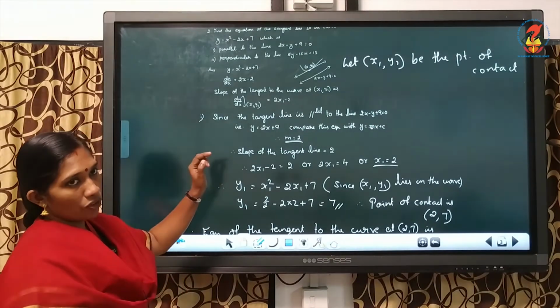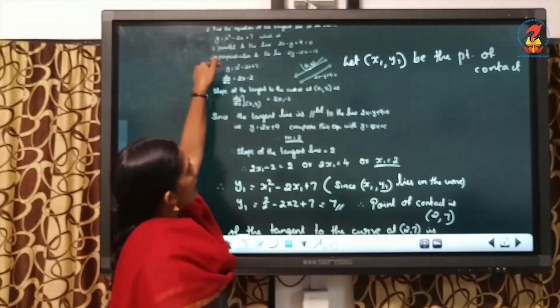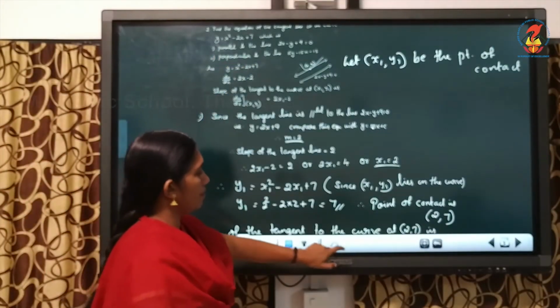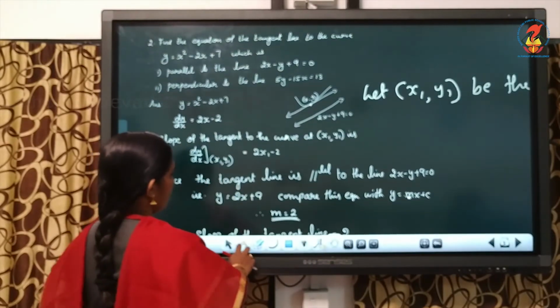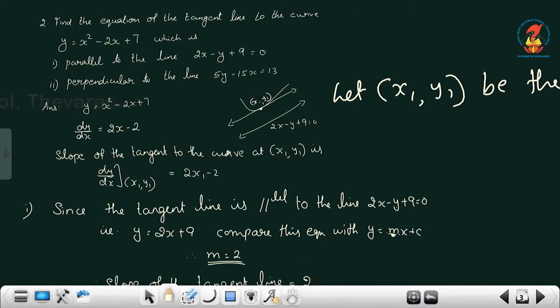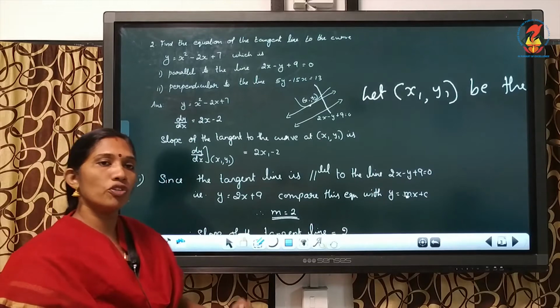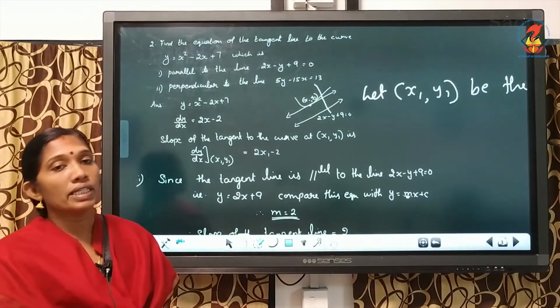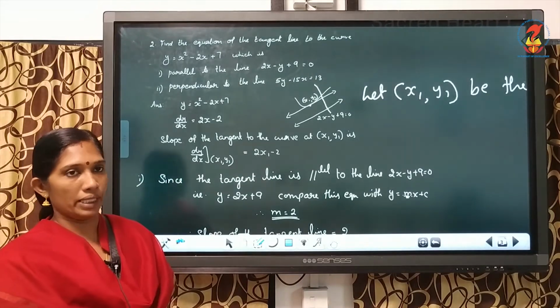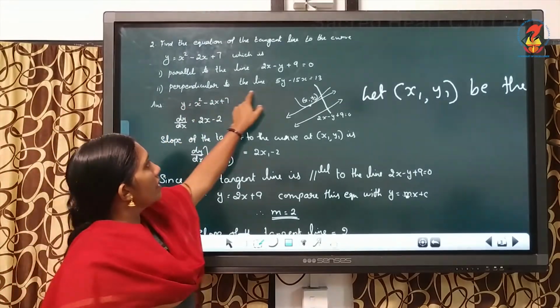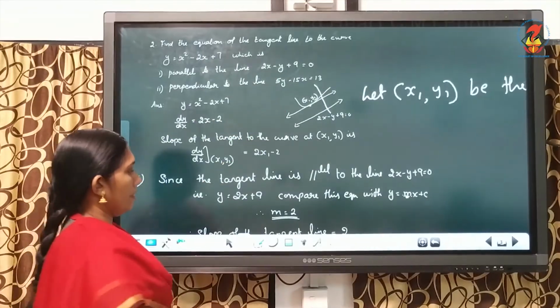Now the second part of the question is, the tangent line is perpendicular to the line. So there is another line, and this tangent and this line are perpendicular. What is the condition for perpendicularity? If two lines are perpendicular, product of the slopes is equal to minus 1. So first we can find the slope of this line.